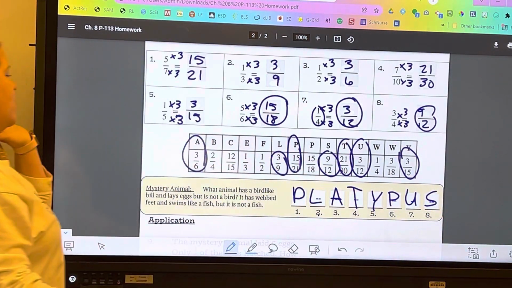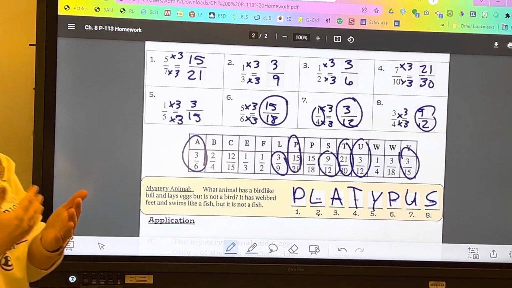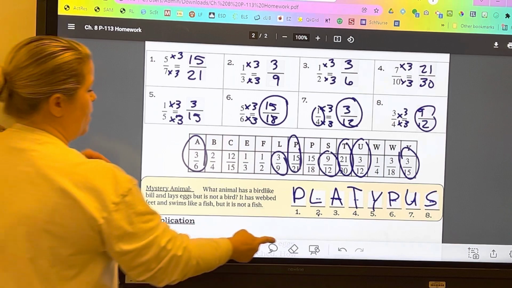So, to answer our riddle, what animal has a bird-like bill and lays eggs, but is not a bird? It has webbed feet and swims like a fish, but it's not a fish. What is that? No. If they have to put the letters, they have to put the word. You couldn't put the numbers. So if they missed any of it, that's just one X, okay? Not all the letters. All right? We good?